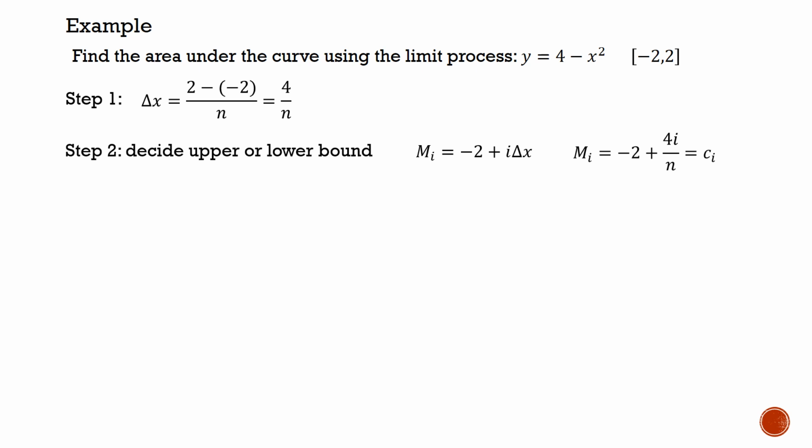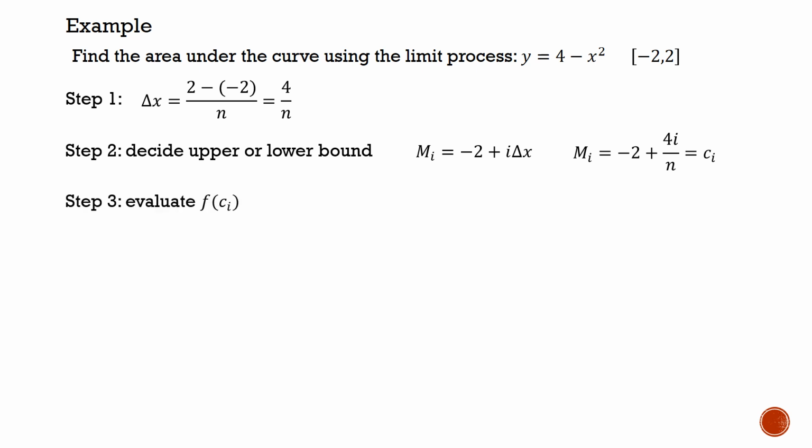Once again, going back to what I said previously, little m sub i, big M sub i, or c sub i. As the number of rectangles increases, eventually those three values will end up being the same. That's why, as n approaches infinity, it doesn't really matter. They all mean the same thing.